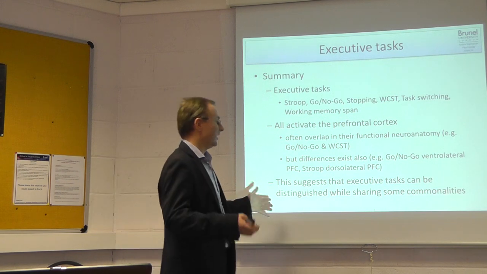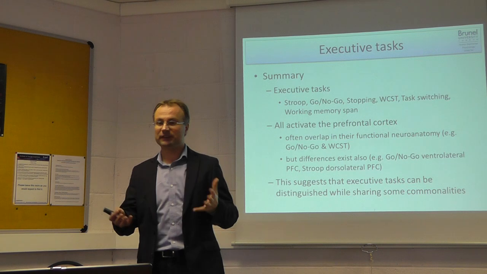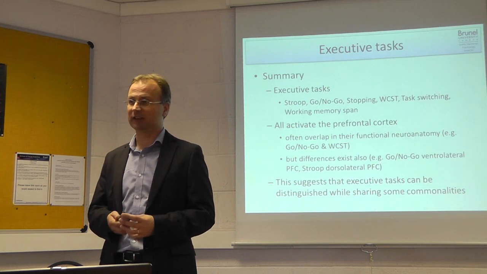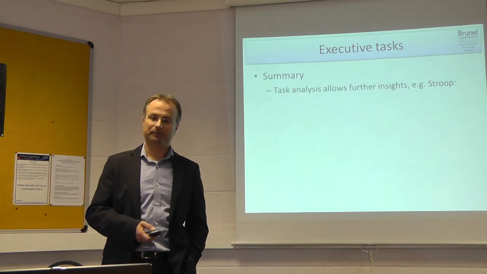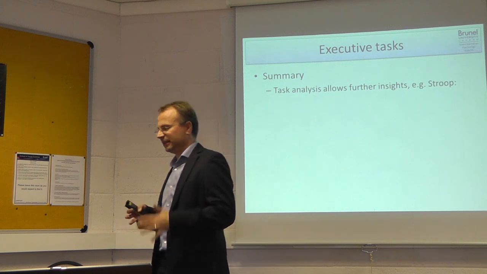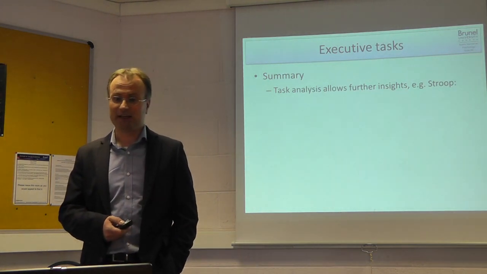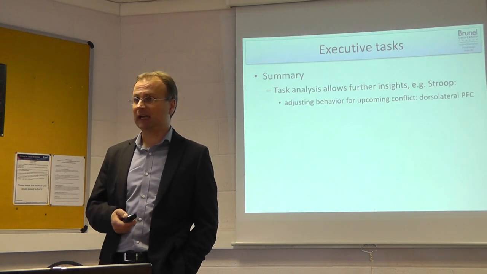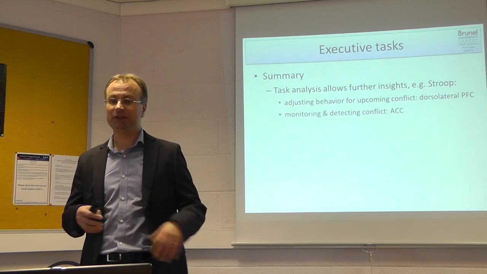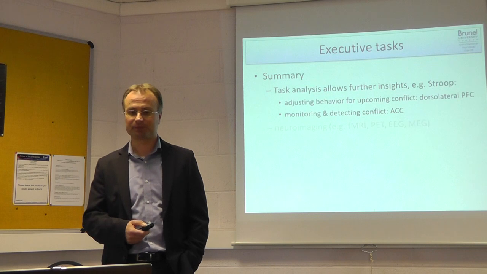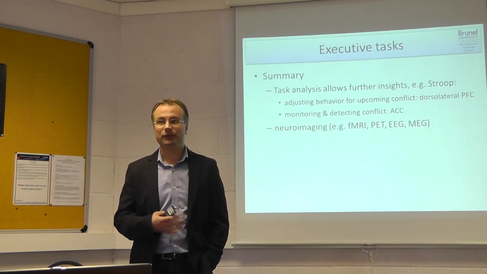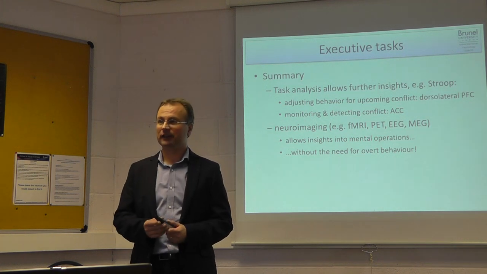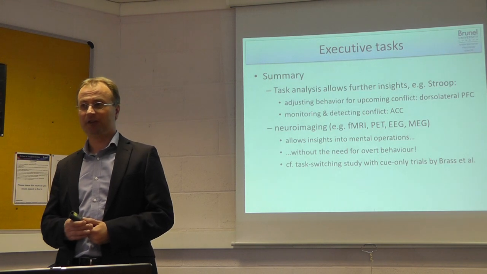So, as a bottom line, it's a bit mixed. We could say, okay, these different executive tasks seem to share some commonalities. However, there seem to be some differences between the tasks as well. We've seen that when we do a more detailed analysis of which processes are required by the task, then we can gain further insights. For example, also in Stroop, the adjusting of behavior for the upcoming conflict is the lateral prefrontal cortex, while the monitoring and detection of conflict is more the anterior cingulate cortex. And we have seen an example where neuroimaging data allows insights into mental operations without the need for overt behavior, in this cue-only study where we have seen that.